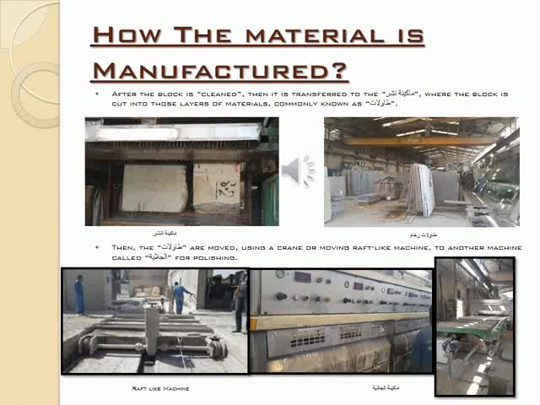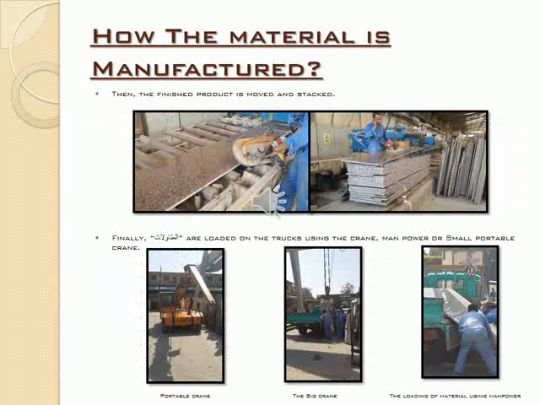Then the طاولات are moved using a crane or a moving raft to another machine, which is called the galaya, for polishing. So what is a galaya? A galaya is a polishing machine, because when the marble is quarried, or after it is اتربع and اتنشر, it doesn't have that smooth shiny texture that we all witness and love. It has a rough, very dull texture. So we put the tawla at one side, and it goes through several polishers and several texture surfaces to make it shiny and polished, and it comes out finished on the other side.